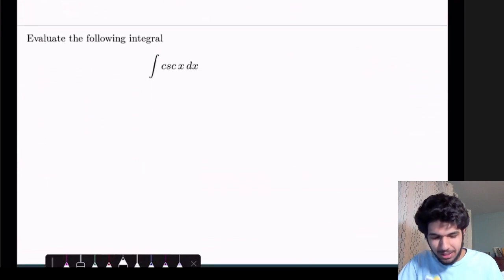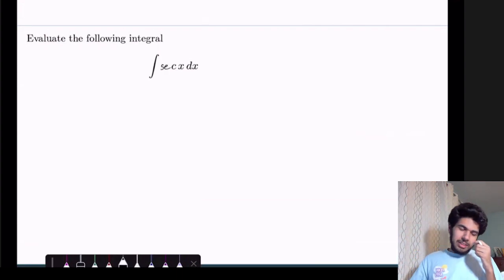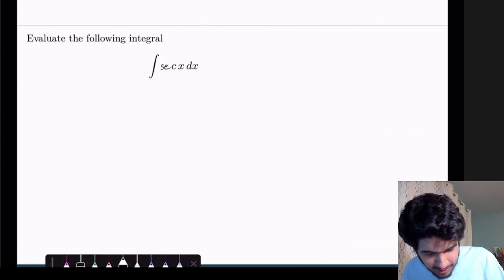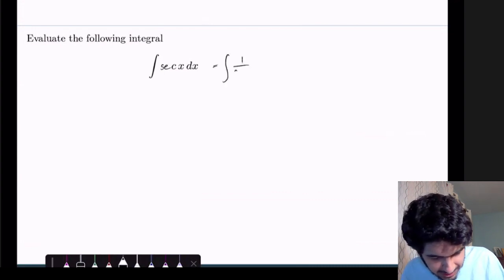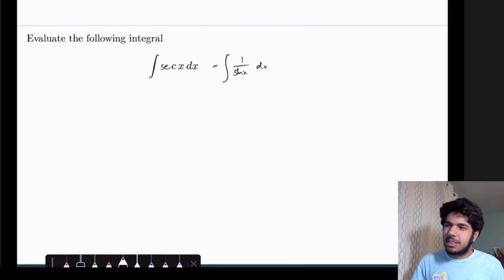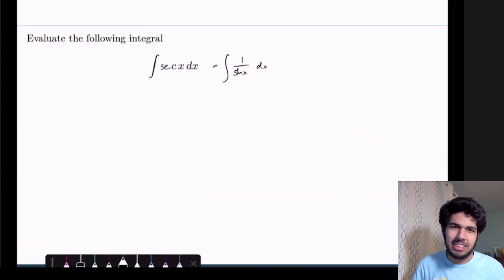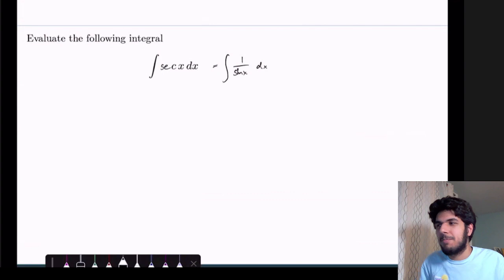For example, this is cosecant. We're actually going to change this a little bit. Let's do the integral of secant of x. So we can start by writing this as like 1 over sine of x dx, but it's kind of hard to progress from there. We could try u substitution with sine x, but then we won't have anything to cancel with. It's hard to progress from here.